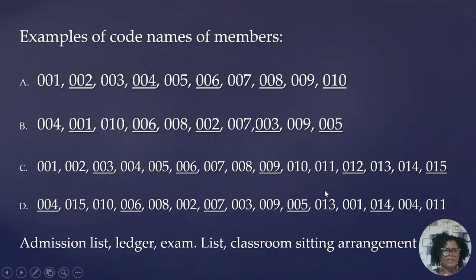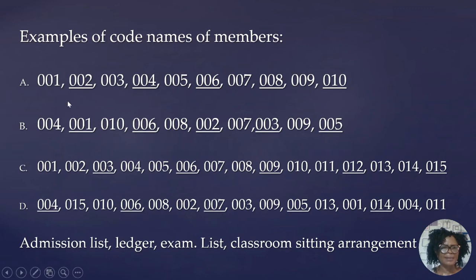Look at the example of systematic sampling. I say examples of code names of members. So for somebody in a group, you have 001, 002, 003, 004, 005, 006, 007, 008, 009, and 010. In this case, you have 10 members from which you want to sample, and you have given the code numbers like this. When you are given the code numbers, you just have a list somewhere. You may say in every 2, count 1, 2, you pick, 1, 2, you pick.